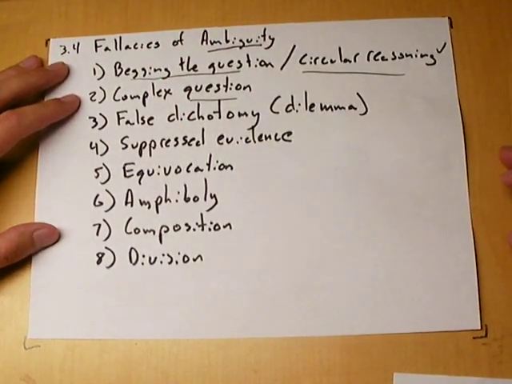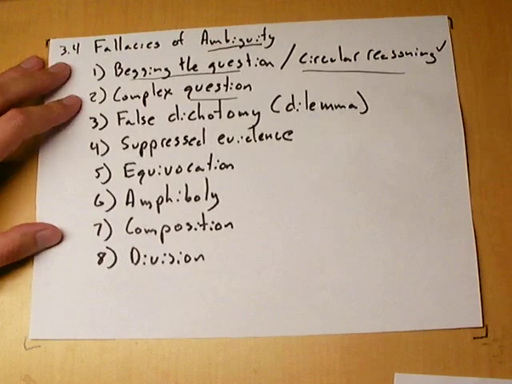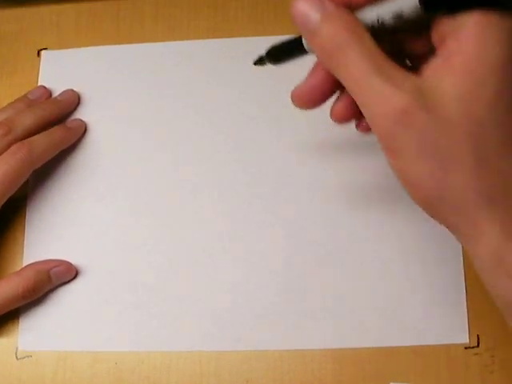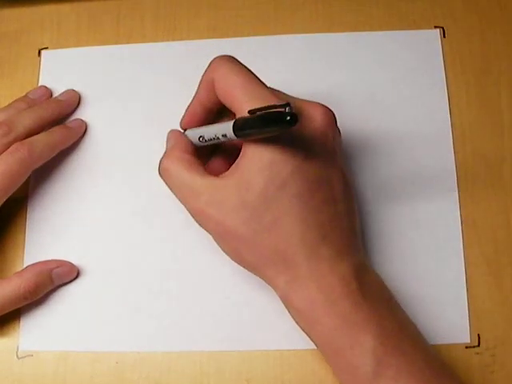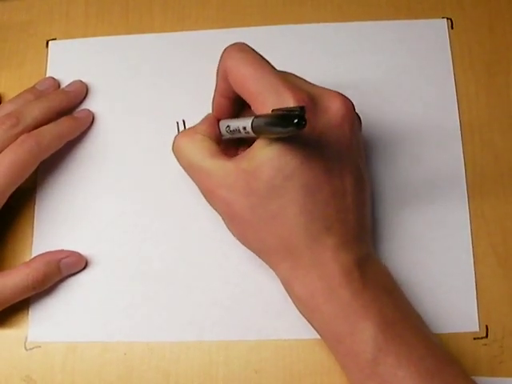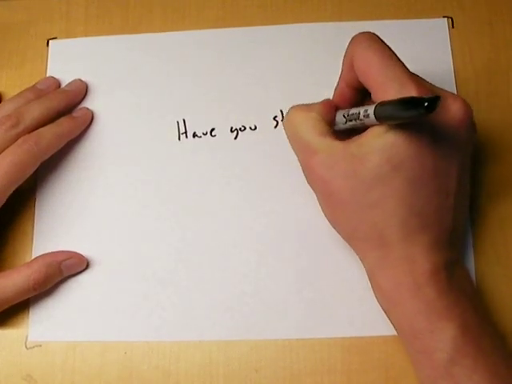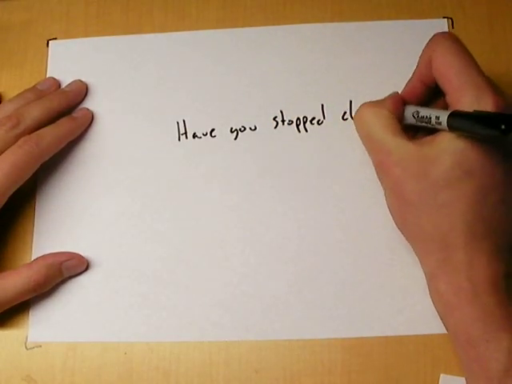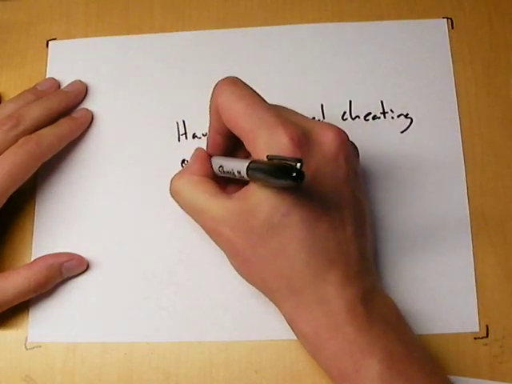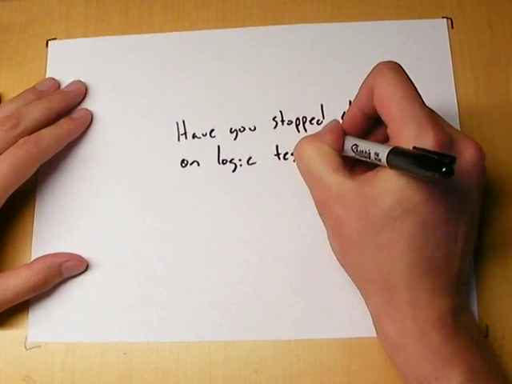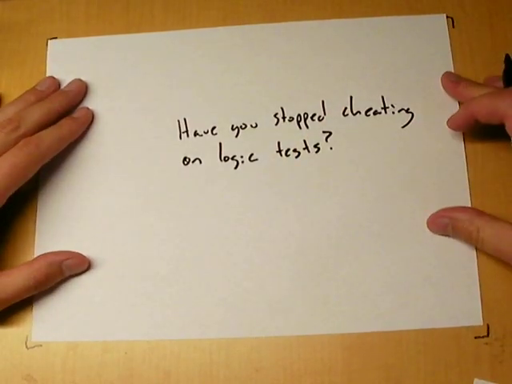So what's the idea behind a complex question? A complex question assumes something that hasn't yet been established. So let me give you an example here. We might say something like this. Have you stopped cheating on your logic test?